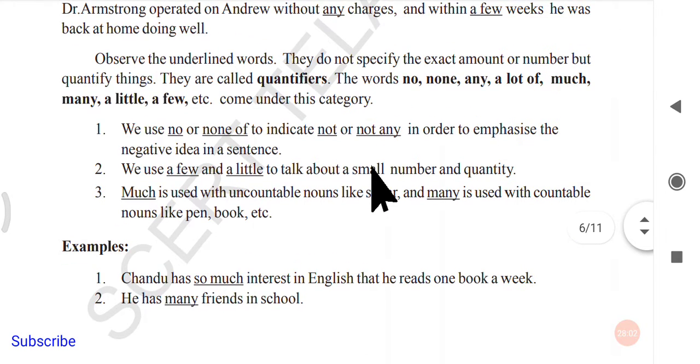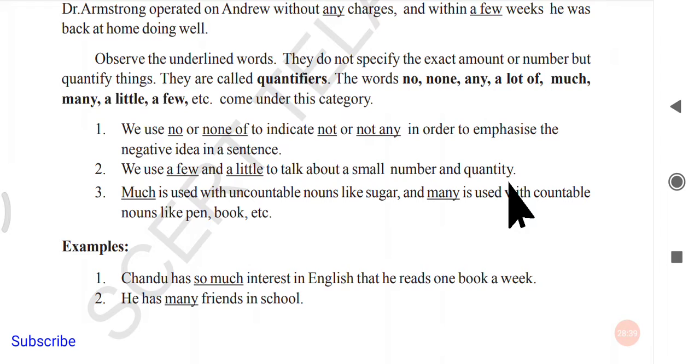Very good. Next, first one, we use no or none of. We usually say none of them is good. So we use no or none of to indicate not or not any. No means not, none of means not any, in order to emphasize the negative idea in a sentence. If you come across no or none of the students in a sentence, it is completely negative. Next, second one, we use a few and a little to talk about a small number and quantity.